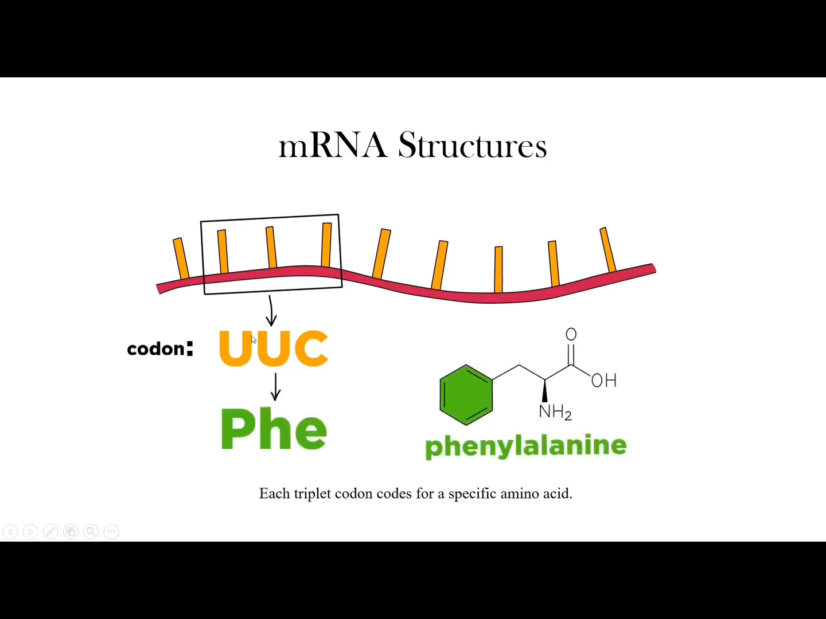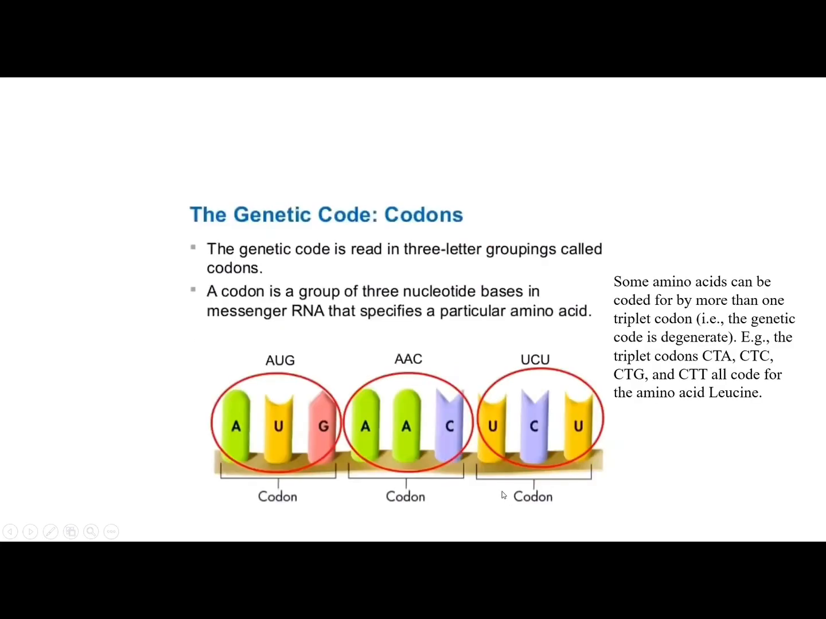For example, UUC, uracil, uracil, cytosine, will produce a specific amino acid known as phenylalanine. Each triplet codon codes for a specific amino acid. So in mRNA, there are sets of codons, for example AUG, AAC, and UCU, and each codon will be translated into a single amino acid.